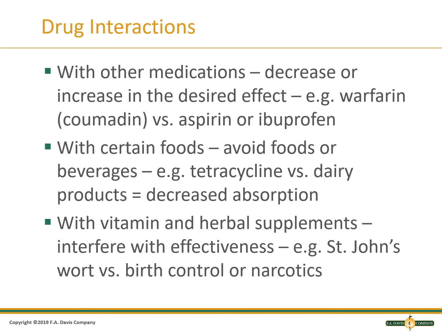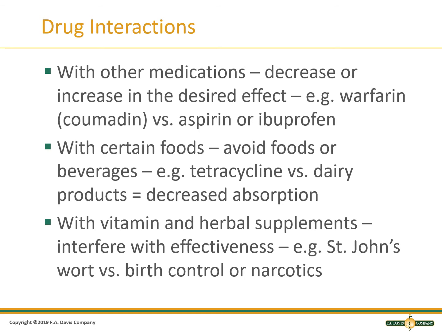Drug interactions may occur with other medications, with certain foods, and with vitamins and herbal supplements. When drug interactions occur with other medications, there is a decrease or increase in the desired effect. For example, warfarin or Coumadin is an anticoagulant that prevents blood clotting, while aspirin or ibuprofen also have anticoagulant properties. Taking warfarin with one of these medications may lead to bleeding, which can become life-threatening if not reversed.